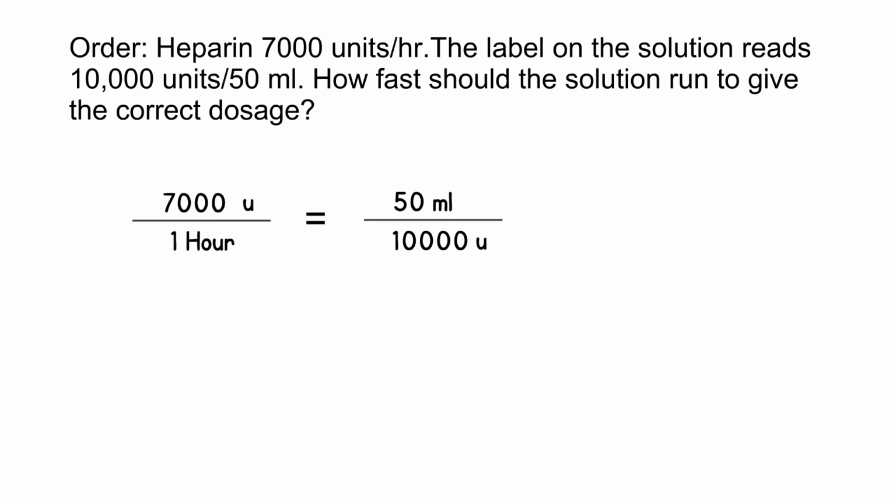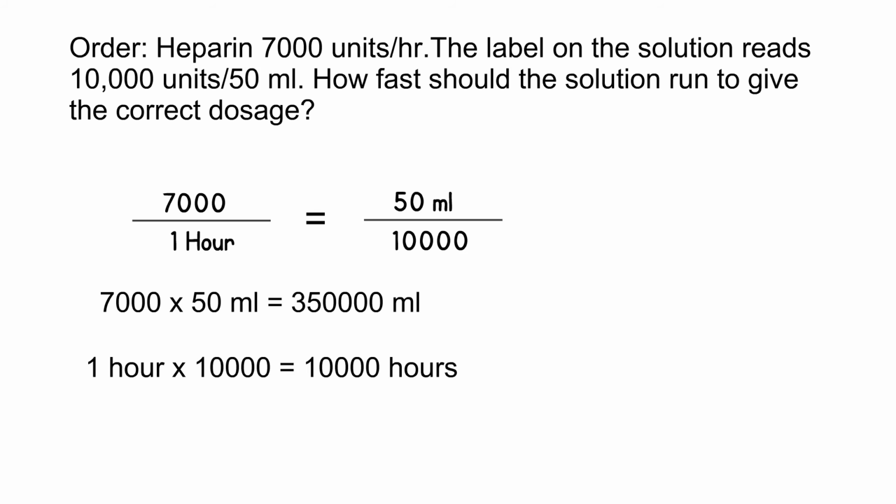So now what you have is 7,000 units over 1 hour equals 50 mLs over 10,000 units. And now what we do is we cross multiply. So you can cancel out the units, so we're left with only mLs over hours, and then we just multiply. You grab 1 hour times 10,000 equals 10,000 hours. Then you grab 7,000 times 50 mLs equals 350,000 mLs.